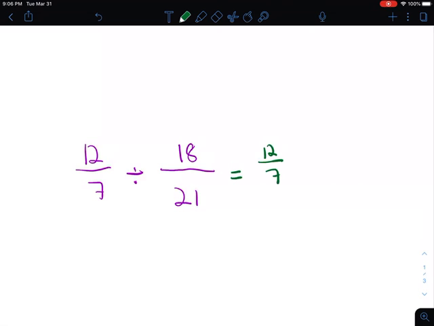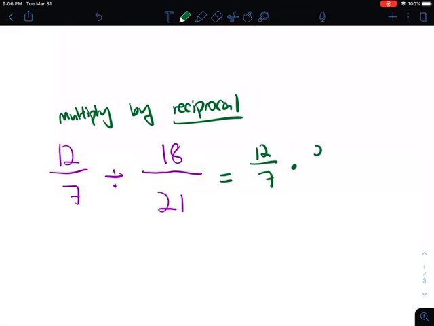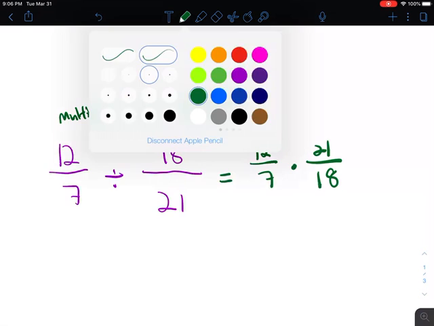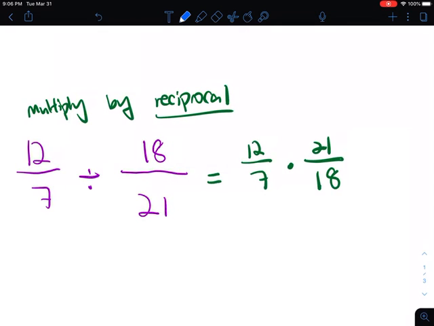So for those of you that remember, when we divide fractions, we're going to change it to multiply by the reciprocal. Okay, so instead of 12 over 7 divided by 18 over 21, we're going to change it to multiplication, but then we're going to flip the second fraction. So we're going to make it 21 over 18. It's called the reciprocal.